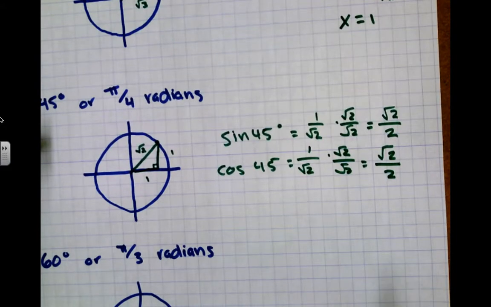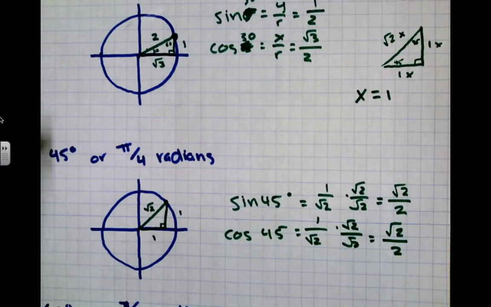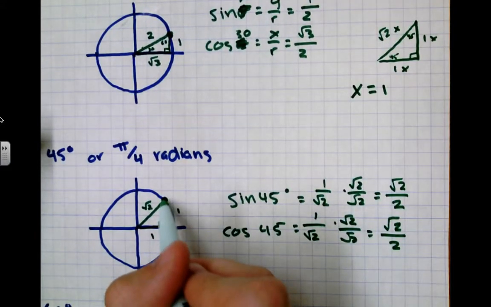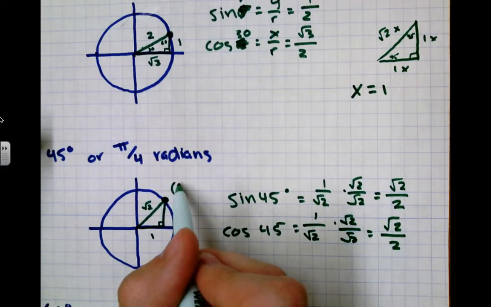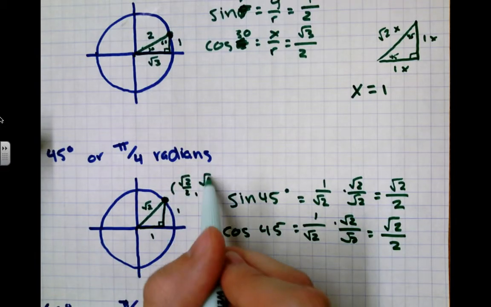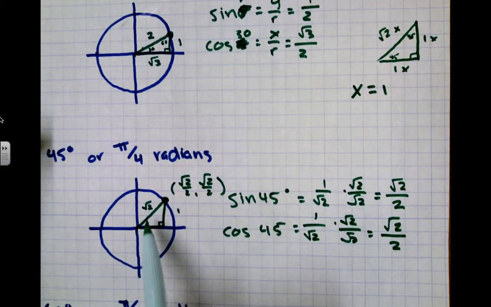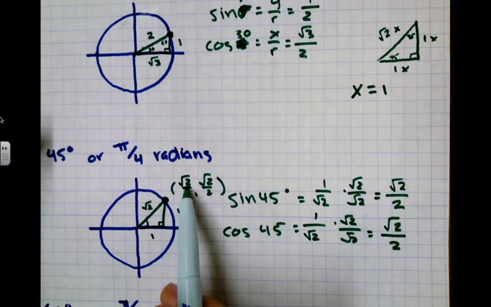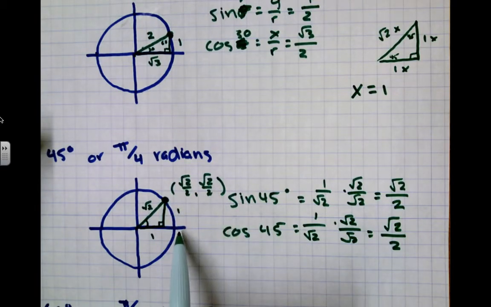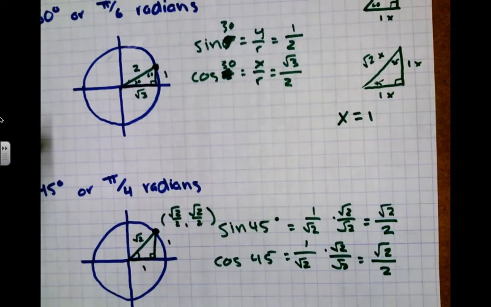And what all of that means, even up here as well, is that the point right here is going to be root 2 over 2, comma, root 2 over 2. Okay, this point right here, when we make a 45-degree angle and that intersects the circle, we're going to have the point root 2 over 2, root 2 over 2. Up here, what would that point end up being?